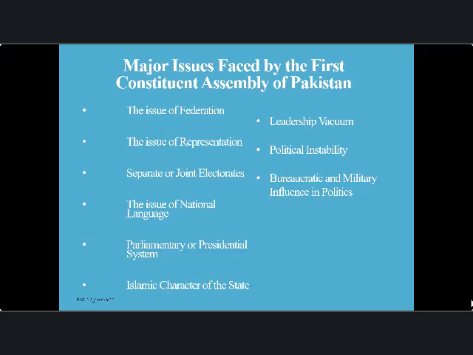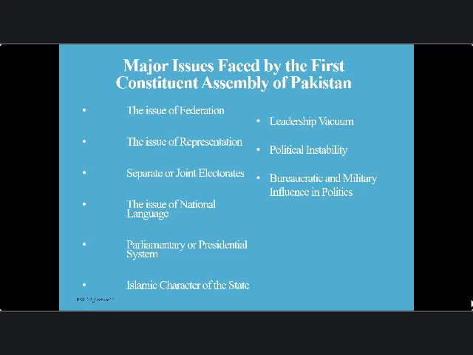However, this decision was strongly opposed by the leaders and intellectuals in East Pakistan, where Bengali was spoken by the majority of the population. They argued Bengali should also be recognized as a national language because it was the mother tongue of more than half of Pakistan's citizens.